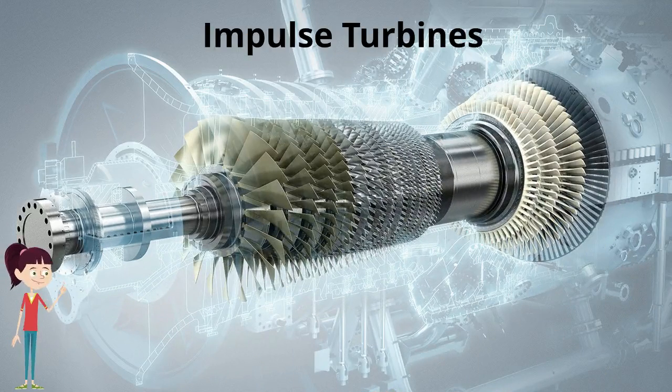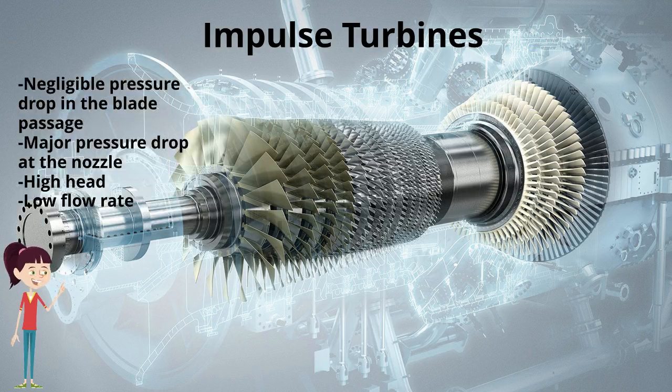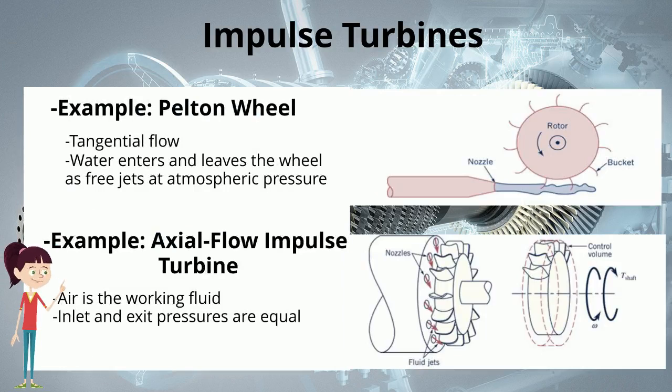Now we move on to turbines. A turbine is a device that extracts energy from a flowing fluid. The fluid exerts a torque on the rotor, which results in shaft work that is able to power generators. The first type of turbine is the impulse turbine, which is categorized as having a negligible pressure drop in the blade passage, a major pressure drop at the nozzle, and a high head and a low flow rate. Examples of impulse turbines are the Pelton wheel and axial flow impulse turbines. Both have the characteristic that the magnitude of the relative velocity does not change, but direction does, which induces a torque and results in work output.